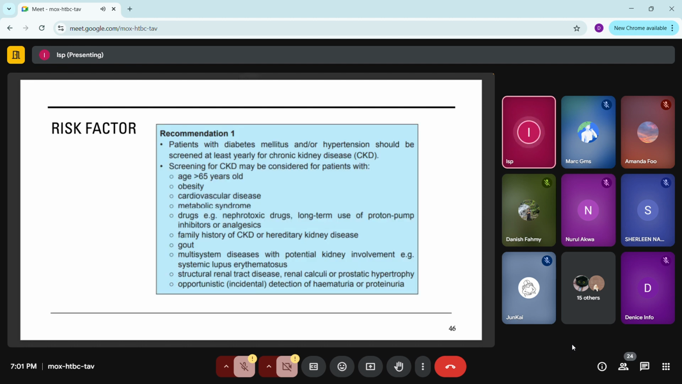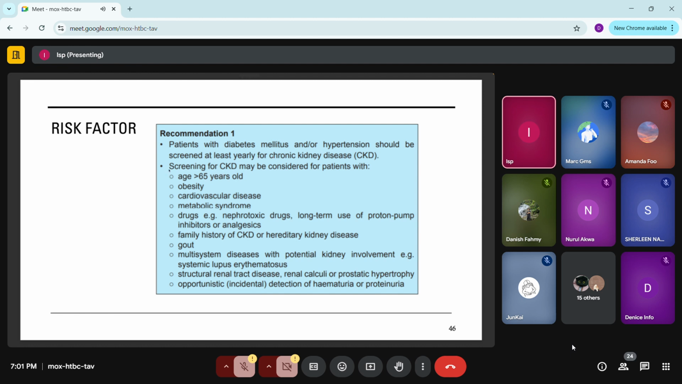So usually the risk factor who to screen, those who have diabetes or hypertension. In our guidelines, they need to screen at least yearly. So in the klinik kesihatan, the NCD workup is actually very extensive. All this group of patients will be arranged to have at least yearly or 6 monthly checking of their urine protein, and also at least one time checking of the renal profile every 6 months.